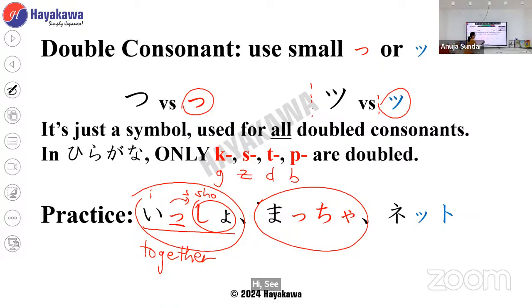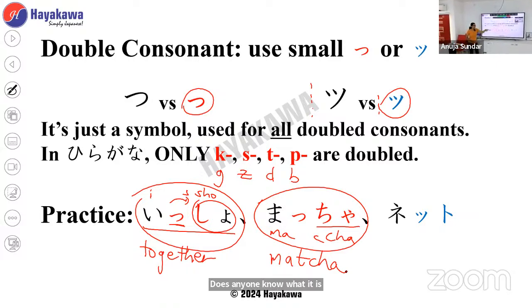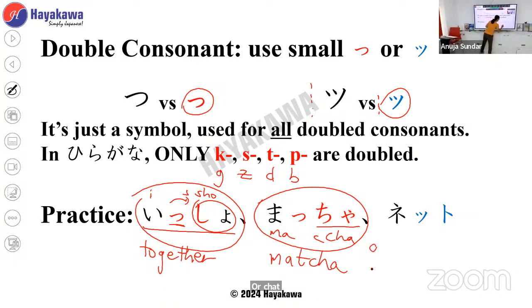Matcha. Cha, right? This is cha. You have to double up this, right? How can we say it? Matcha. Matcha. Has everyone heard of matcha? In English, we write it like this. Ocha. Matcha. Does anyone know what it is? Ocha. Yeah, it's tea, right? It's a type of tea.